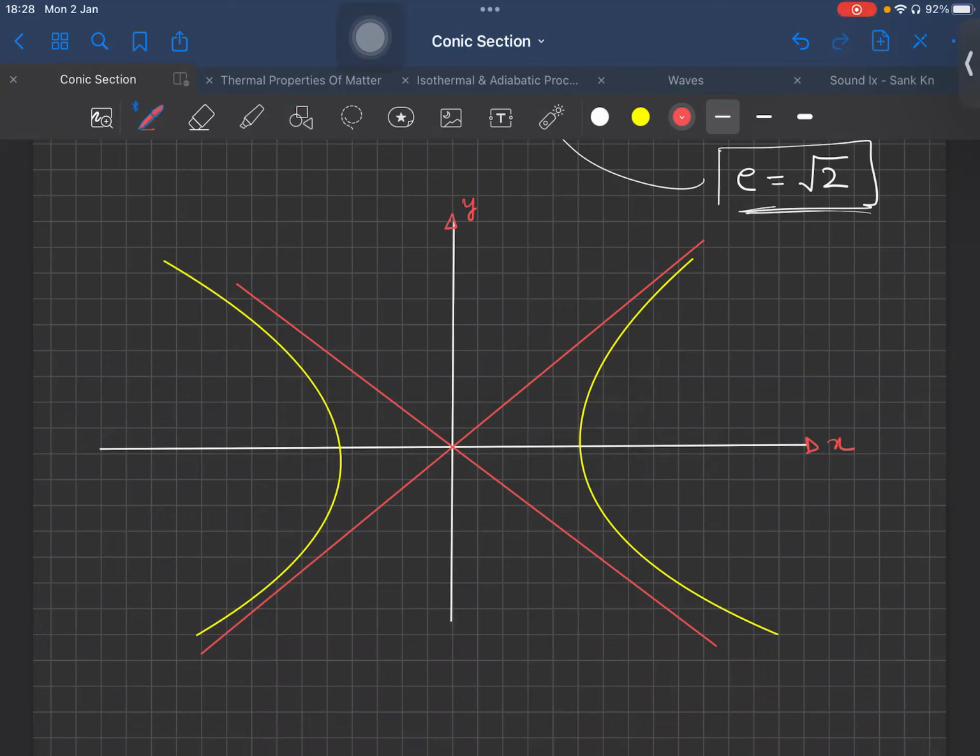So this will make an angle of 45 degrees with all the axes. Okay. So this is called an equilateral hyperbola. These types of hyperbolas are called equilateral hyperbolas. And of course, the equations of these lines are y is equal to x, and y is equal to minus x. So these are the asymptotes. Let me write it down.